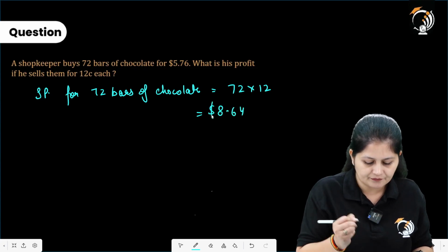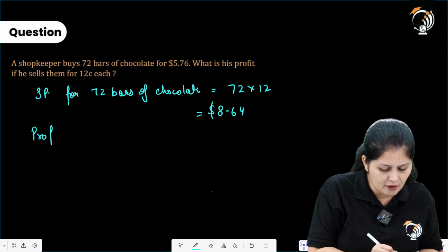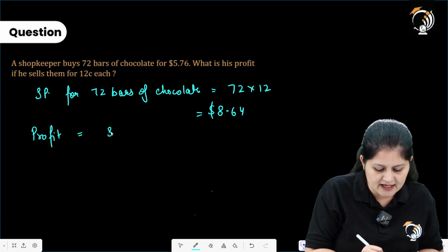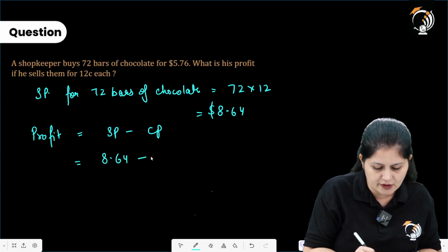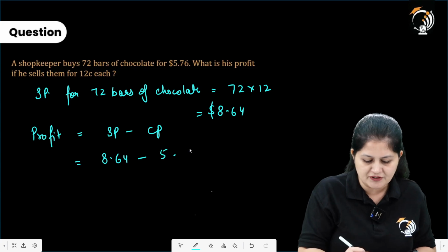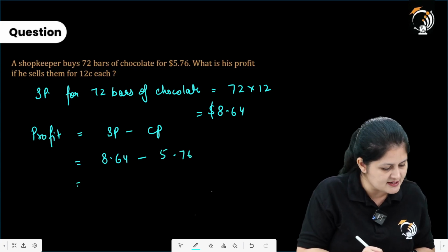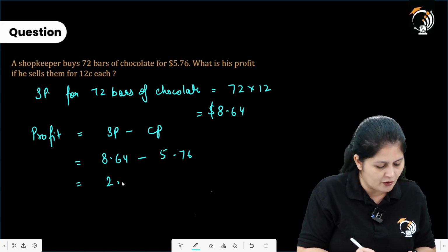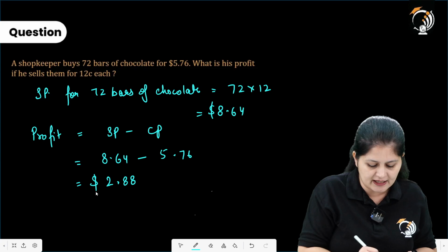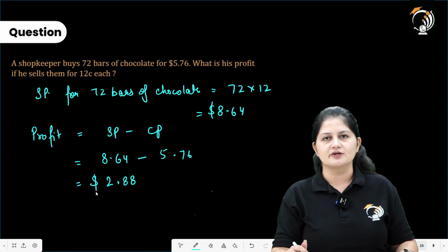$8.64. So if we need to find out the profit, profit will be equal to the selling price minus the cost price. So selling price is $8.64 while the cost price or the purchase price here is $5.76. So if we talk about the net profit after doing the calculation, we are getting it as $2.88. Clear?